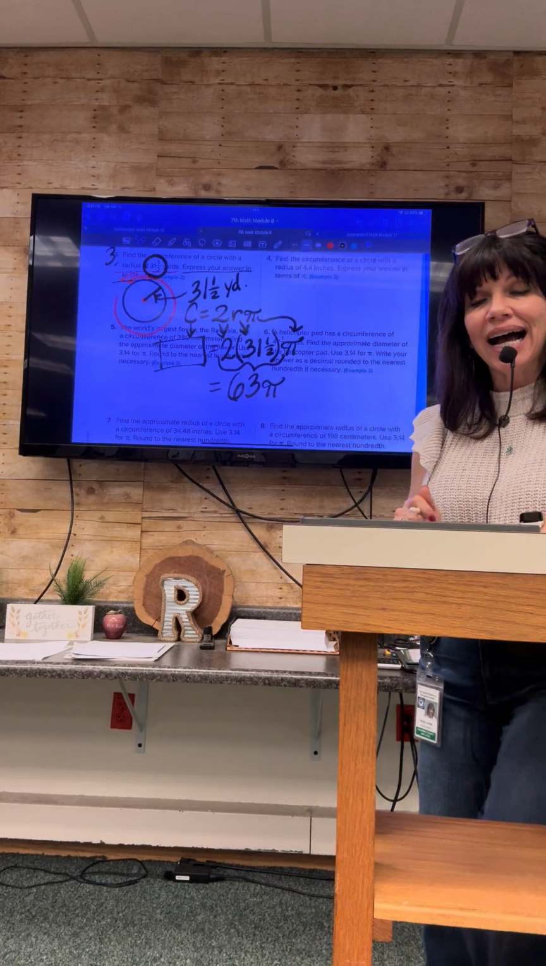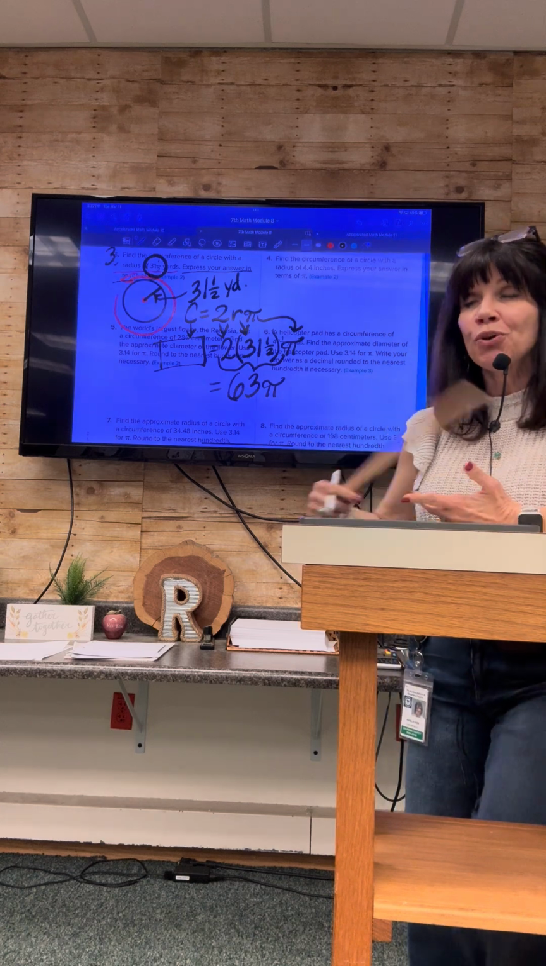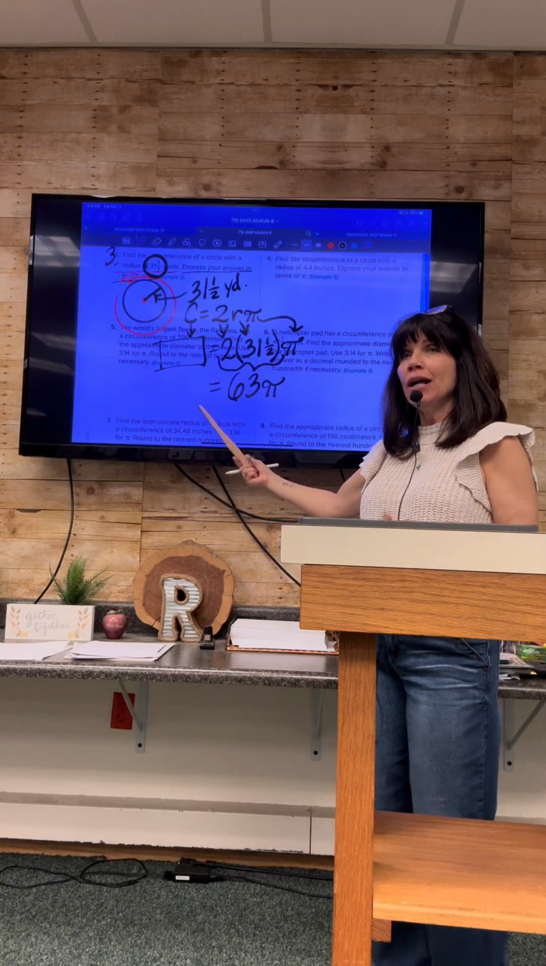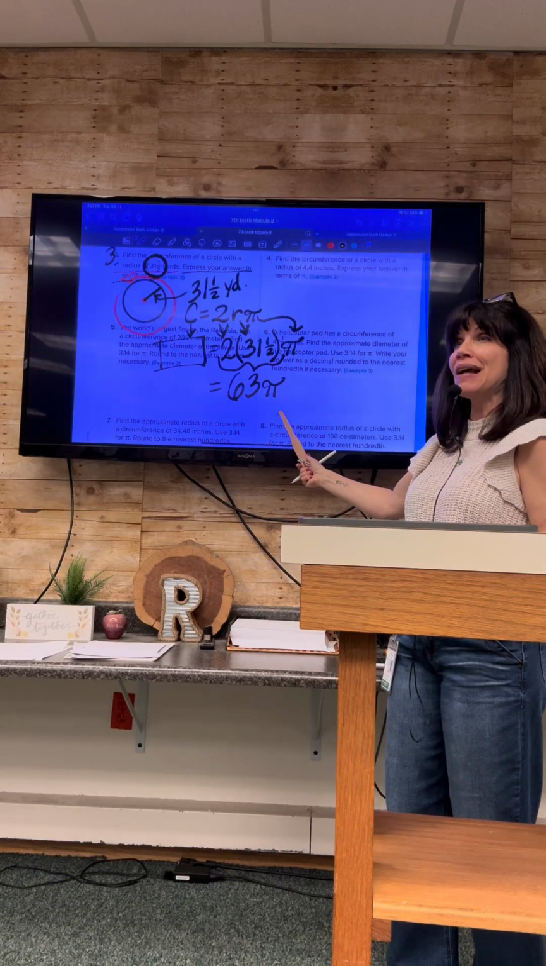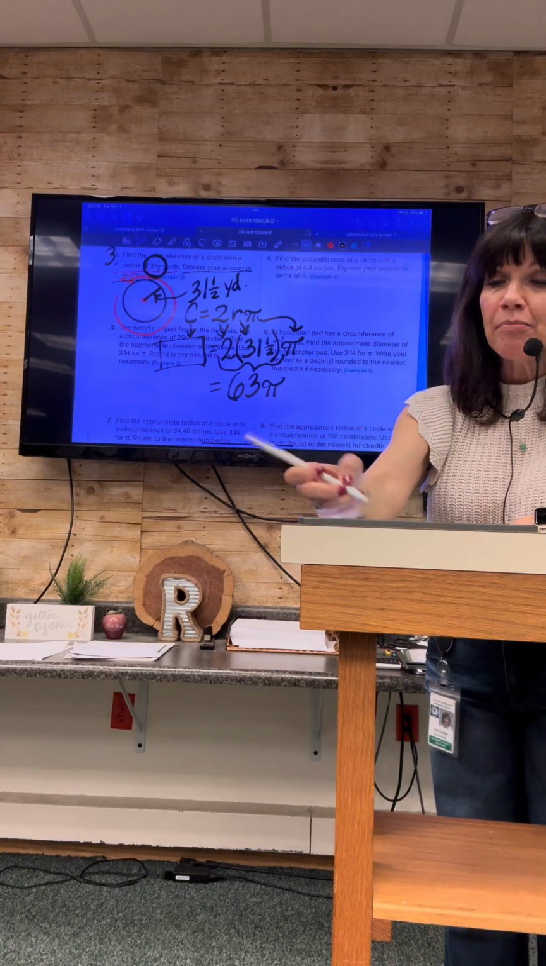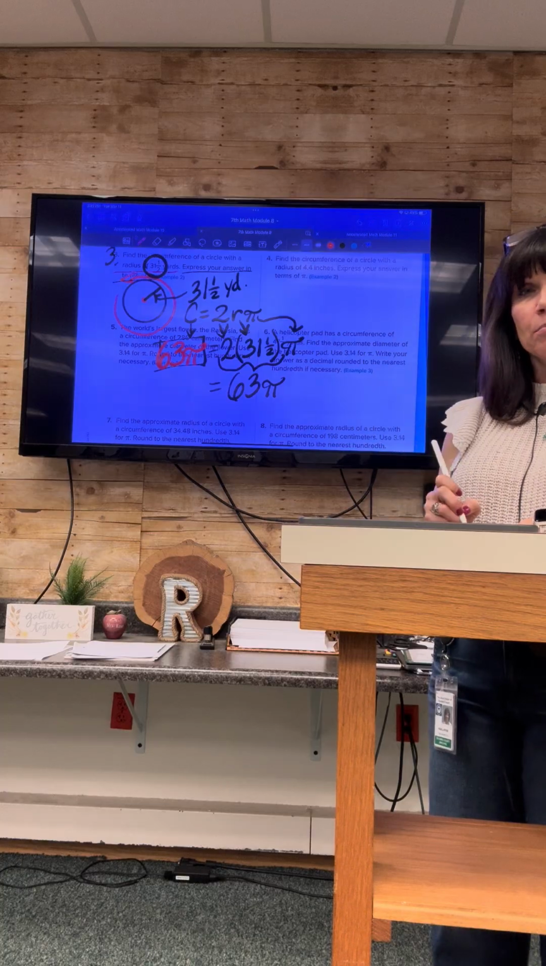Now because item number 3 says to solve in terms of pi, your work here is done. As soon as you have a number and the pi symbol sitting beside it, that is your answer. So inside that box, go back and write 63 pi symbol.